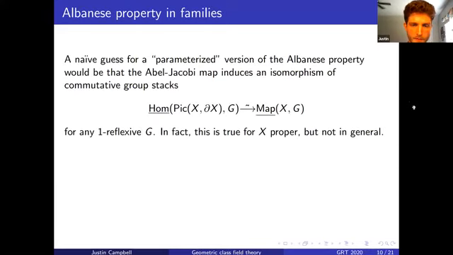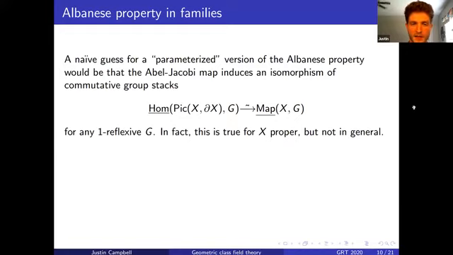Okay. So you might naively guess that you could formulate some parameterized version of the Albanese property. And it's not just out of idle curiosity that I would want to do this. I think it's necessary for many applications, in order to really do this in families. It's not just because I'm a fan of Grothendieck and I want to do everything in families. It's really necessary for some things. So I'll comment on that in a second.